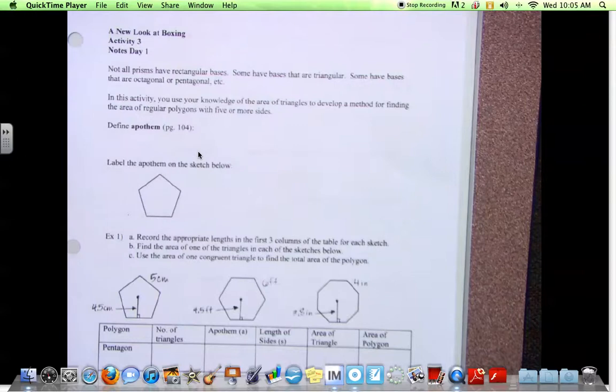Not all prisms have rectangular bases. Some have bases that are triangular. Some have bases that are octagonal or pentagonal.